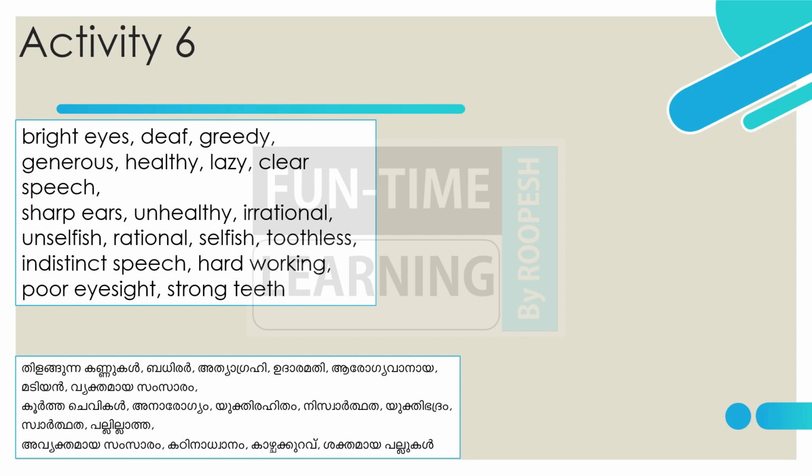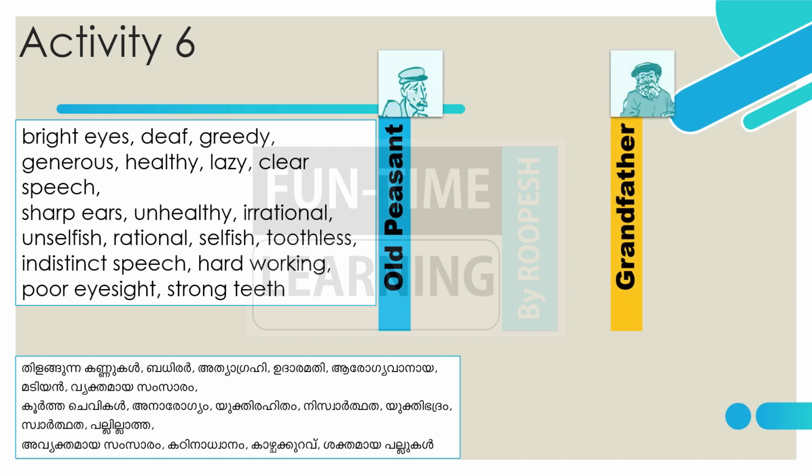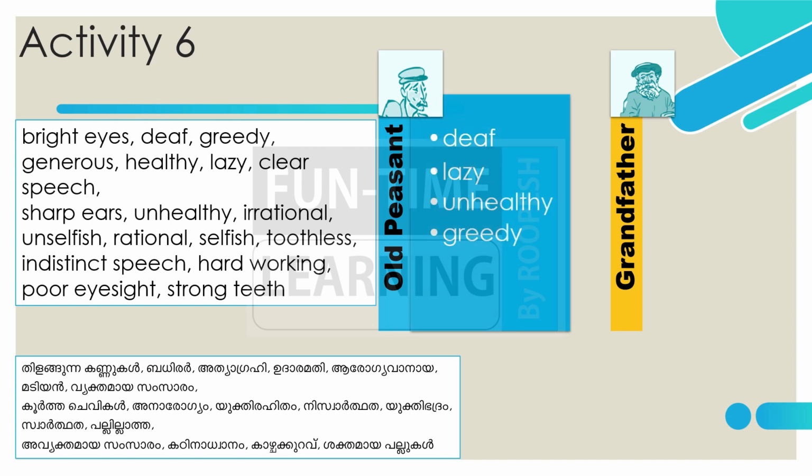Unhealthy, irrational, unselfish. These are some of the words that we just found. And now what we have to do is pick these words and put them under these two headings, which are old peasant and the grandfather. How will we do this? Here I have done some examples.